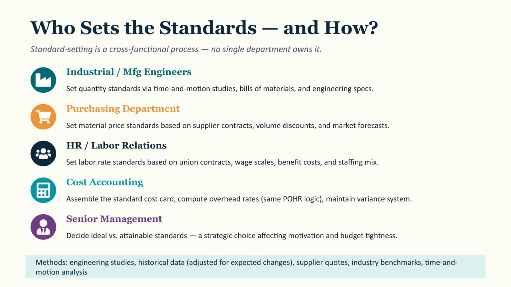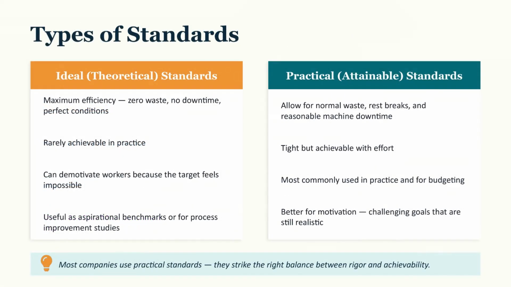Now let's discuss that strategic choice between ideal versus practical benchmarks clearly. Ideal standards assume perfect conditions with zero waste and downtime, but they often demotivate employees due to constant unfavorable variances. Practical standards allow for normal waste and predictable downtime, offering achievable and motivating targets. Some companies even practice Kaizen budgeting, gradually tightening standards over time. As a new manager, which standard would you choose? Consider the message each option sends.